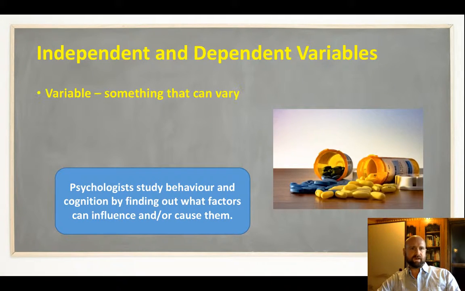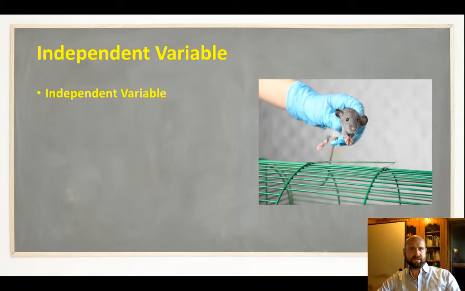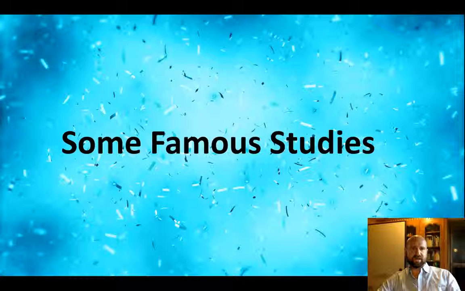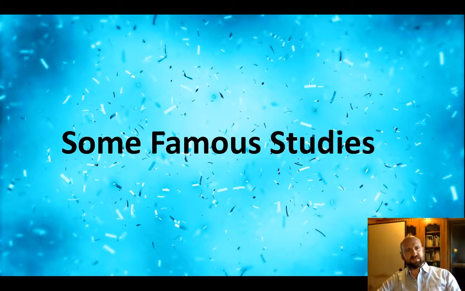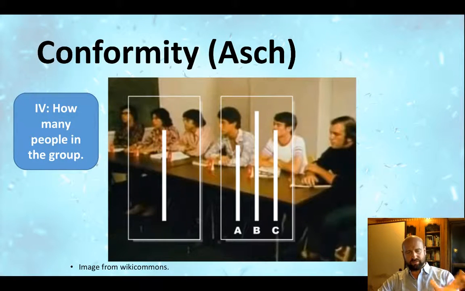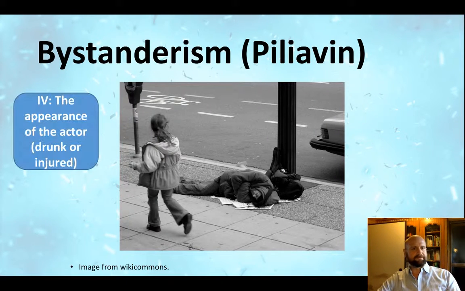All right, a bit of chalk and talk, breaking down what these factors mean. Independent variable and dependent variable, giving a couple of examples here, and then making it a bit more concrete, introducing some of the famous studies. Looking at conformity with Asch, choosing the one where they varied how many people were in the group, and the Piliavin study, which is bystanderism on the train. I couldn't find a free image to use for bystander on a train. You can if you want.